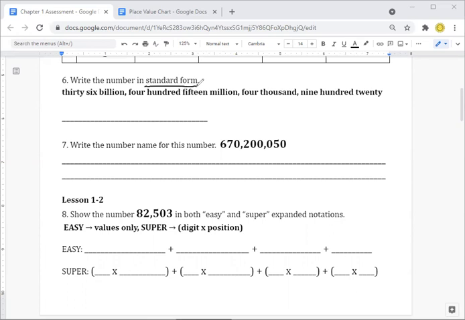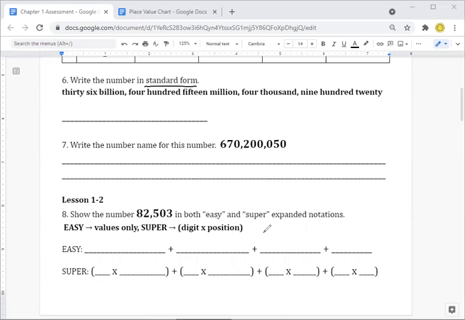We could write them in word form, which you'll see here on the paper. We could write them in super expanded form. So there are different kinds of formats to showcase the same realities about numbers. So let's try number 6 here.